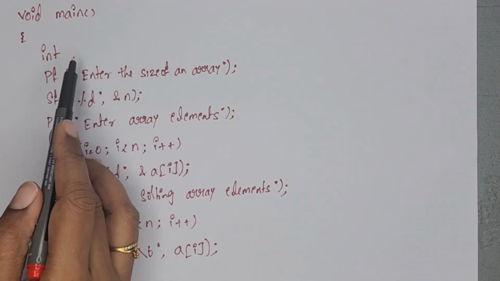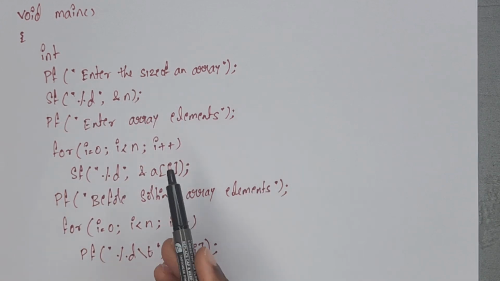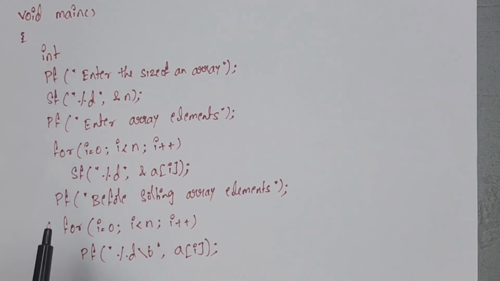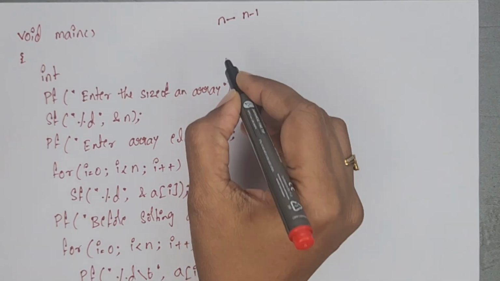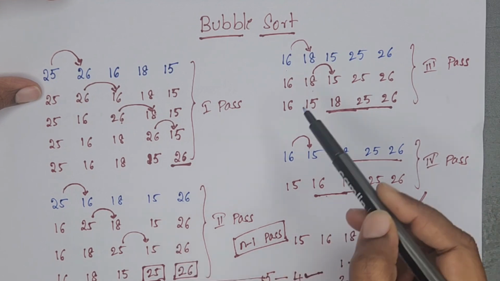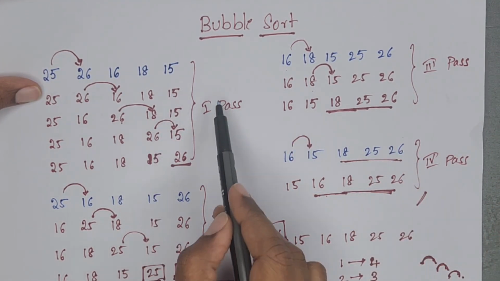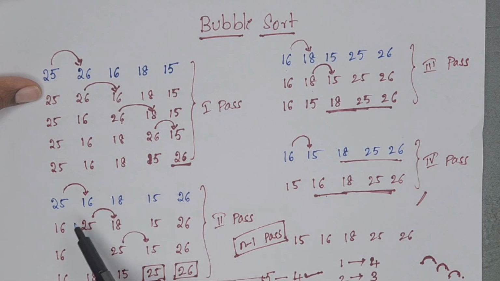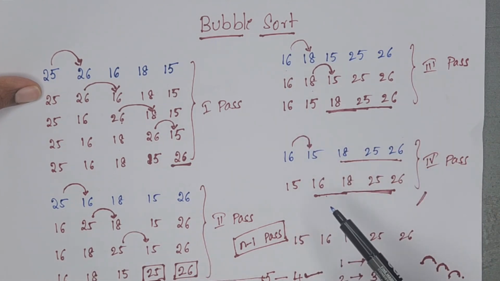So before writing the program, no need to think about how many variables we are going to use. Once we write the program, later you can write the declaration part. The elements are n, and the number of passes is n minus 1. In each and every pass, we are doing comparisons only. So first we have to write the code for the first pass, then second pass, then third pass, then fourth pass, which takes a lot of time.